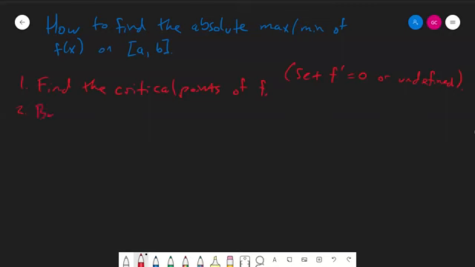And now what you're going to do is to build a table so you can take a bunch of different x values. You're always going to try a and b, which were the two endpoints. And then you're also going to try any of the critical points that are in your interval. So maybe let me call them C1, C2, and so on. You're going to take all of those values and plug them into the function f. So f of a, f of b, and so on.